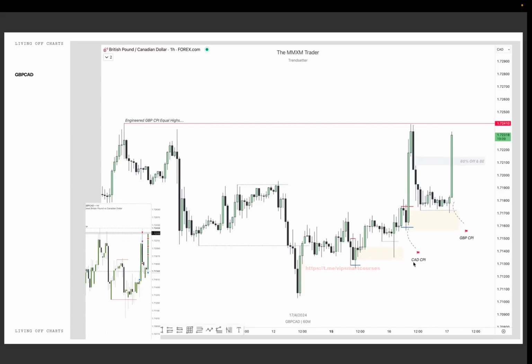Big move once again. So both the CAD CPI news event and the GBP CPI news event had this specific double purge before the news event. So hint, hint, yeah.